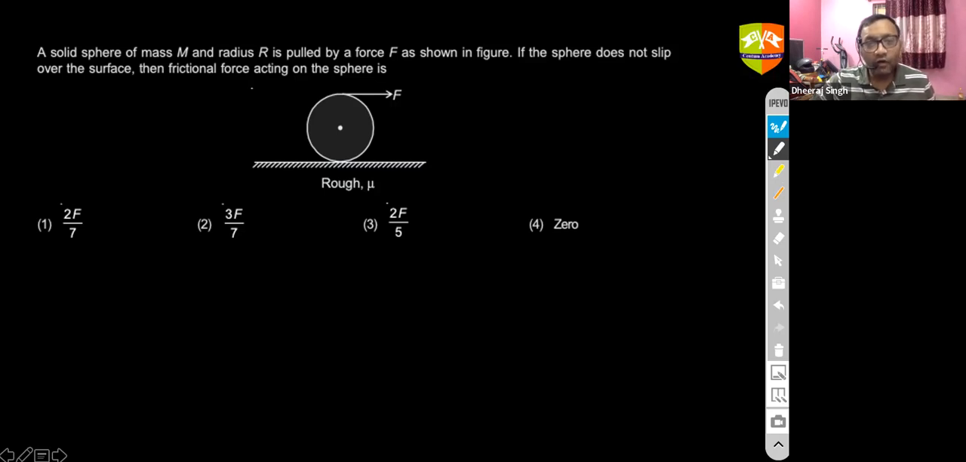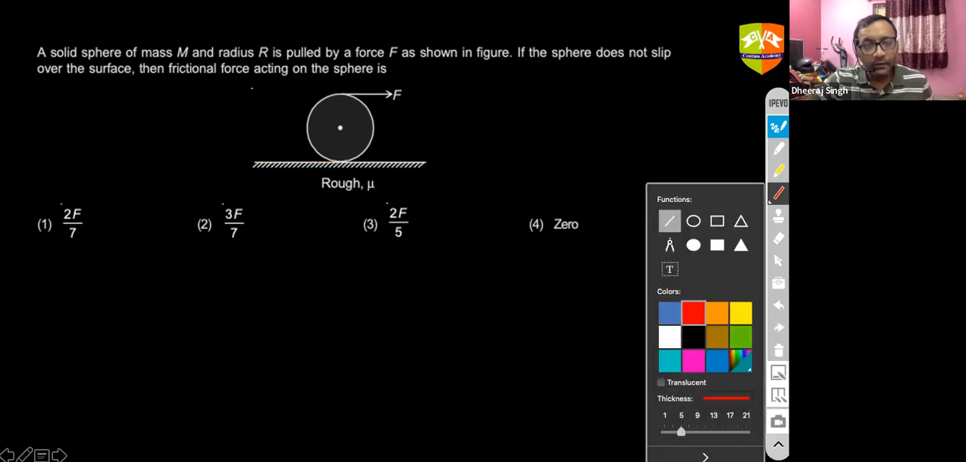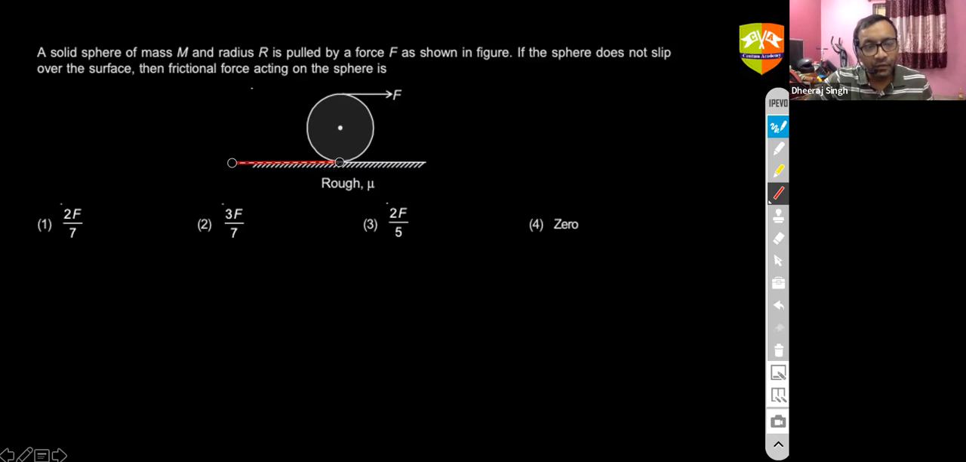A solid sphere of mass M and radius R is pulled by a force F. Sphere does not slip over the surface. Friction force acting on the sphere. Now, this is a routine type of question, isn't it? So let us say friction is acting on it in the backward direction. F. Okay. Normal reaction is upward, gravity downwards.